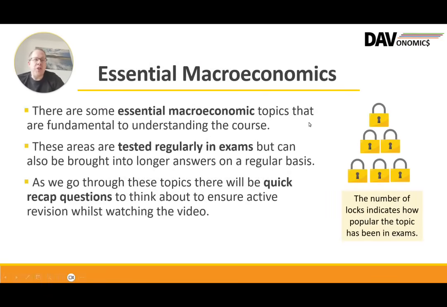So a reminder that the Essential Economics questions are ones that are tested regularly in the exam, or could be fundamental theories that could go into many different exam questions. And the locks you see on the top right hand side of the PowerPoint show how regularly they come up. One lock, essential topic, triple lock comes up every single year.